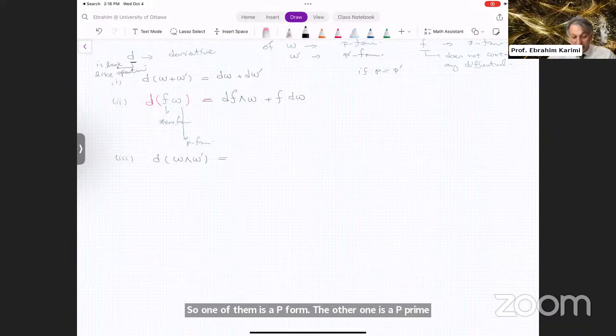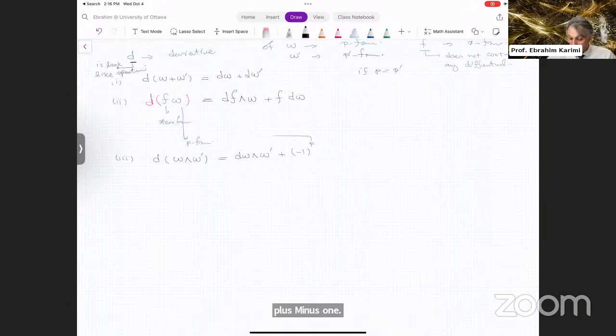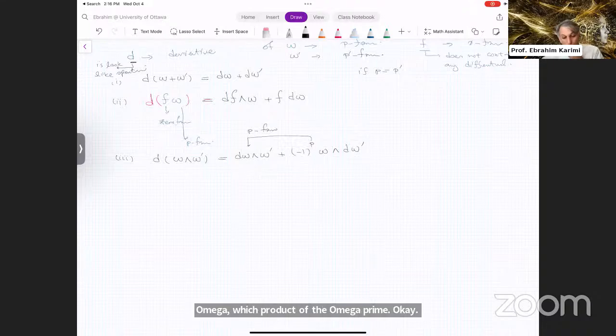So, and that's an axiom by the way, the result of this will be d omega wedge omega prime plus minus 1 to the power p, where p is the degree of the form omega, times omega wedge d omega prime. We will go through this in a few minutes, and I have to explain some part of it to you. Clear?